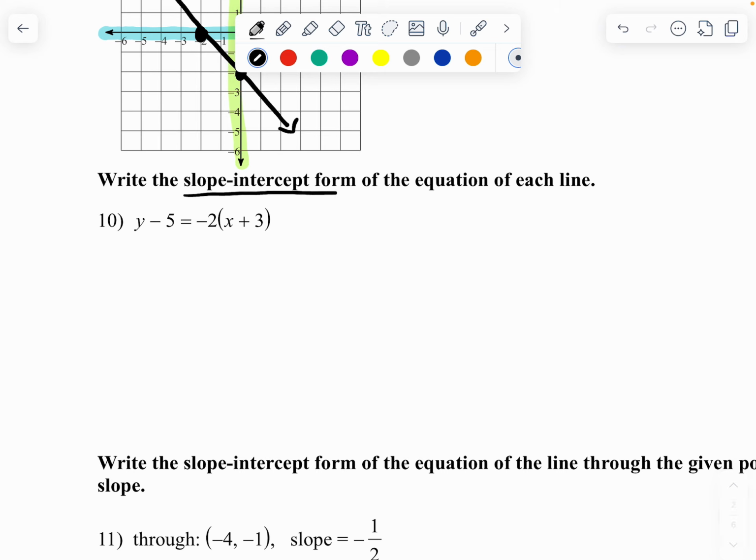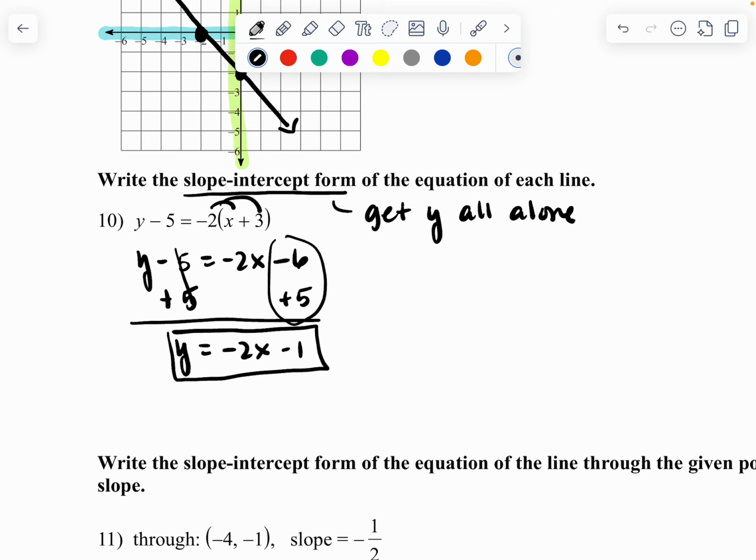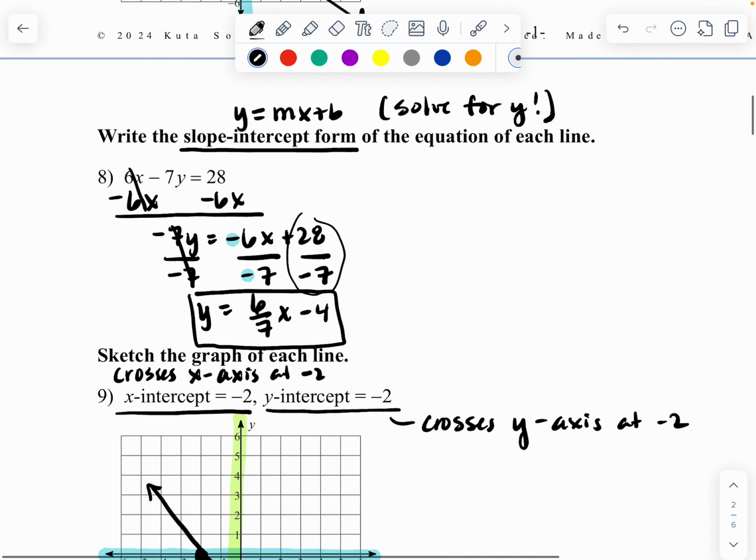Again, you guys, this is just a fancy way of saying get the y all alone, right? Okay, so the first thing I see, whenever you have parentheses, try to distribute to get rid of them. So this is going to be -2x minus 6. And then we're going to add 5 to both sides. And you're going to get that y equals -2x, and then -6 plus 5 is a -1. And that's it.